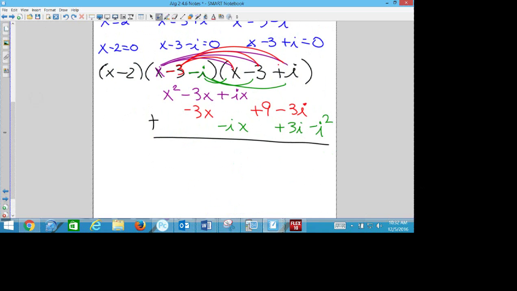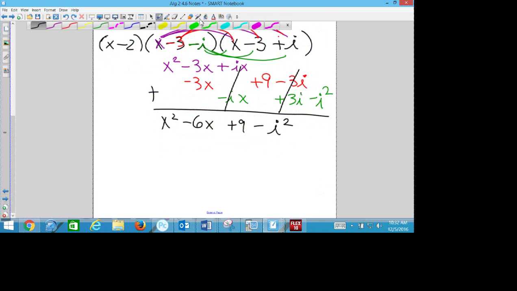And then from there, some stuff should cancel, right? We're going to write what we have left over. x squared minus 6x, those cancel. Plus 9, those cancel. So what does i squared equal? So minus negative 1 is really plus 1, is 10.